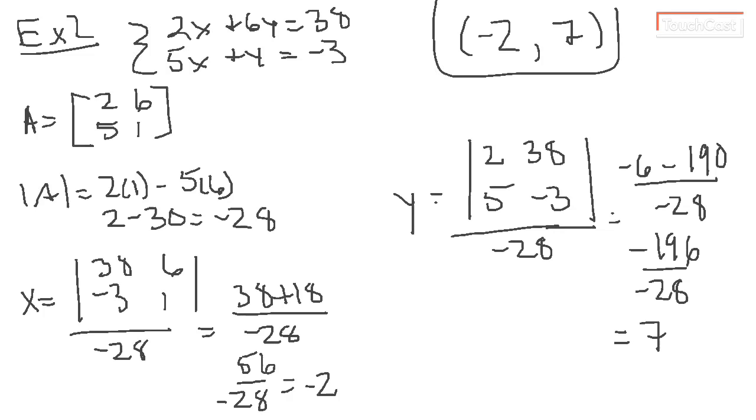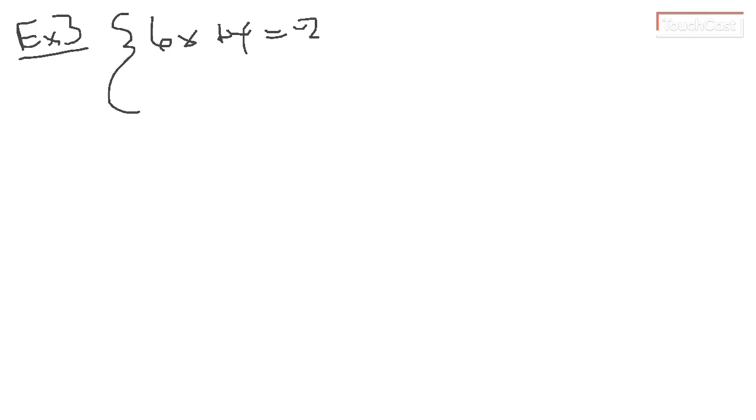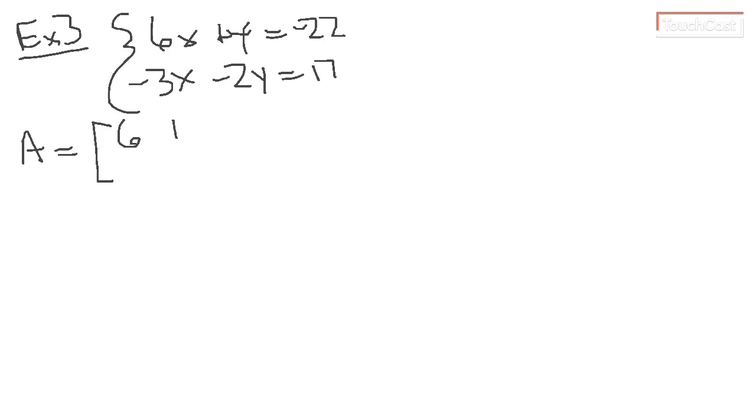Let's check out example 3. Example 3, we have the system 6x plus y equals negative 22, and negative 3x minus 2y equals 17. So first we find our coefficient matrix. We're going to have in our first row 6, 1, and in our second row negative 3, negative 2. We find the determinant of that.